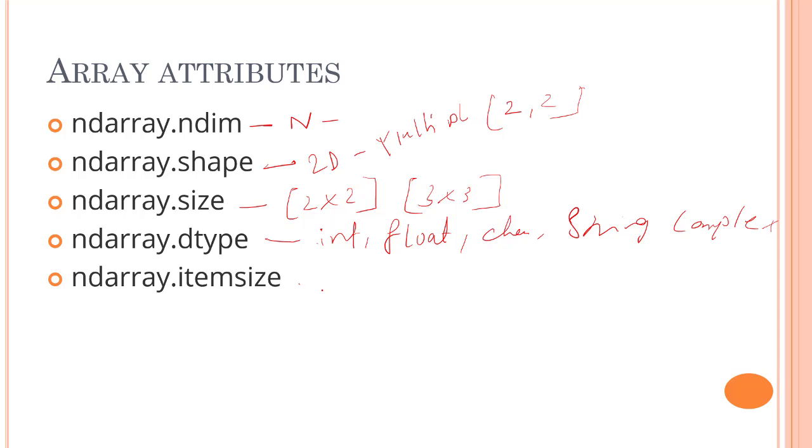Now comes itemsize. With the help of this, whatever item you are using, integer or float, you can find the size of that particular item. Suppose you are using an int variable, itemsize tells you the size of that. This is what array attributes are basically used for. I hope you're clear with the theoretical understanding of array attributes. Now we jump to the Jupyter notebook to learn how to work practically with array attributes in NumPy.